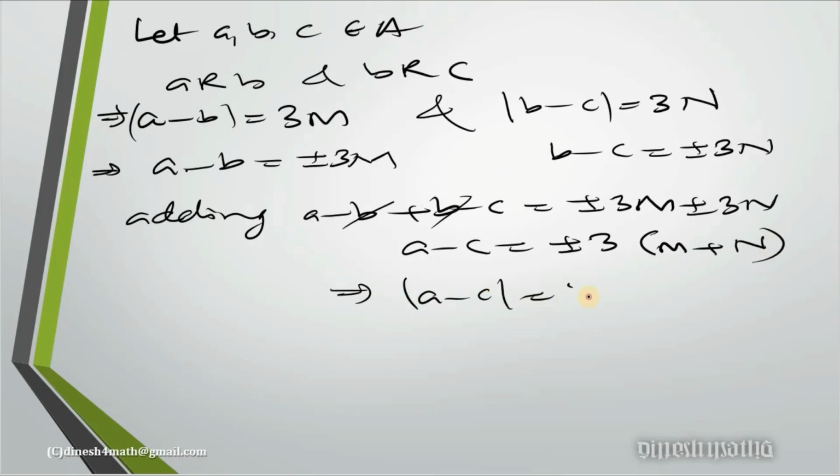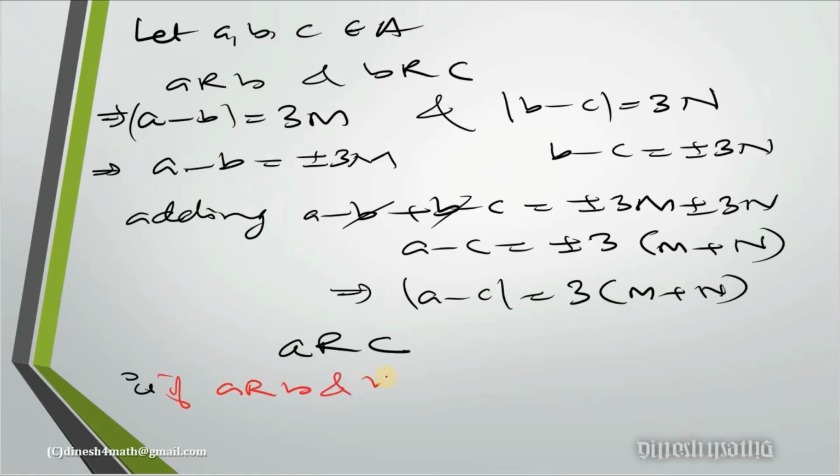The magnitude of A minus C is equal to 3 into (M plus N). Clearly, modulus of A minus C is divisible by 3, and that says A is related to C. So we can write the conclusion as: if A is related to B and B is related to C, that will give you A related to C. Therefore, R is a transitive relation, R is transitive, and hence R is an equivalence relation.